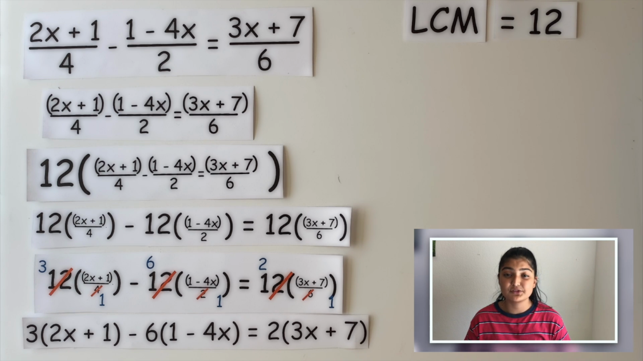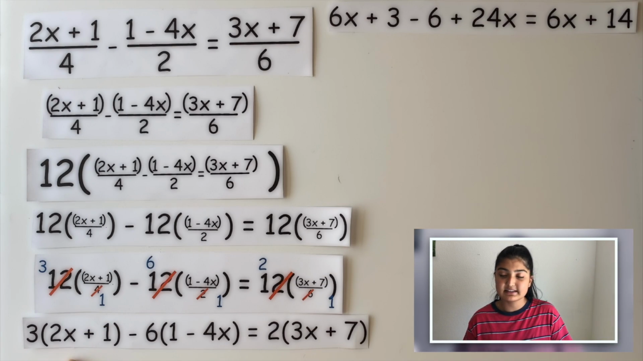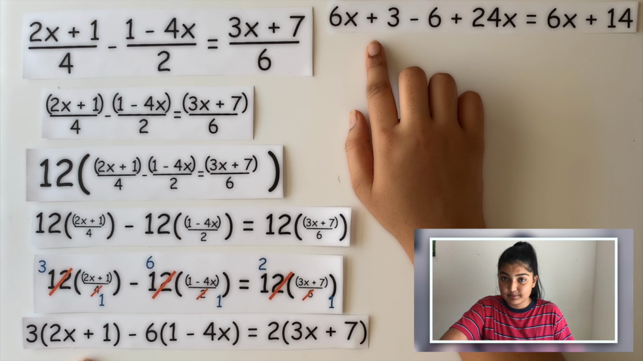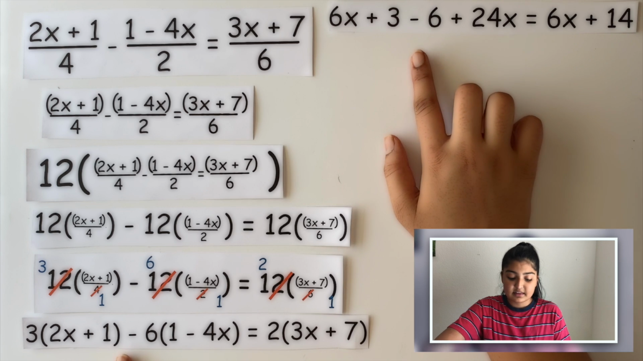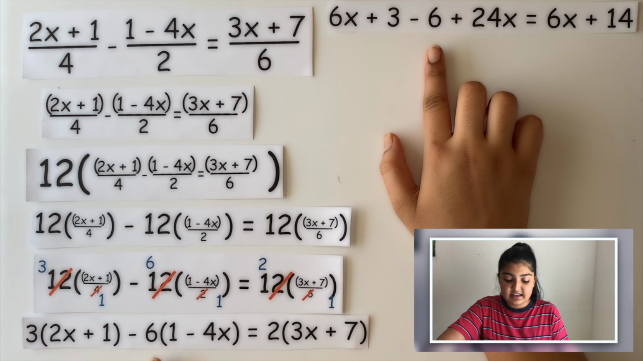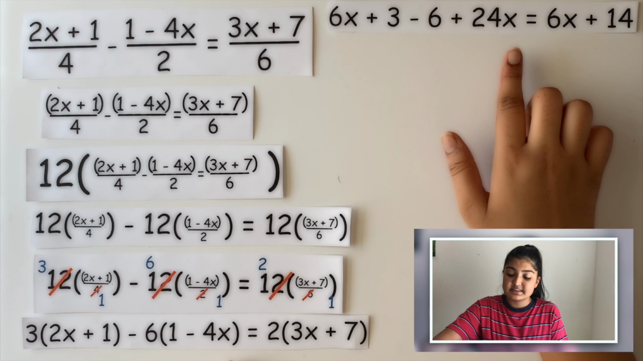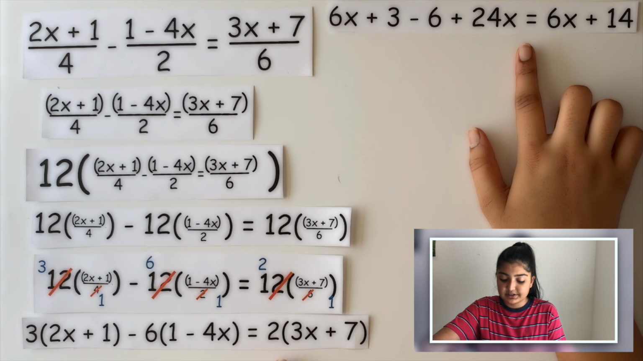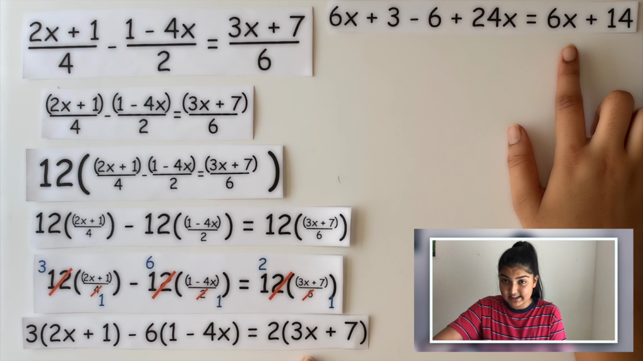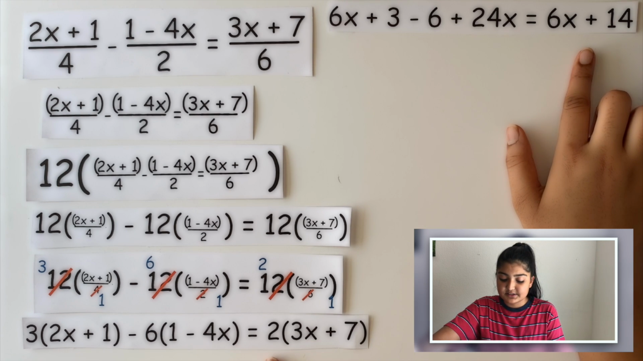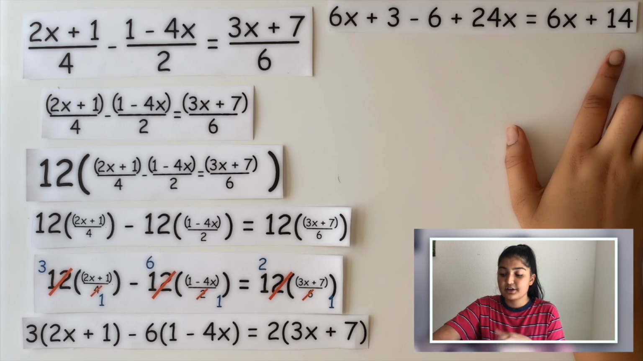Next, let's distribute everything inside the parentheses. 3 times 2x is 6x plus 3 times 1 is 3. Negative 6 times 1 is negative 6, and negative 6 times negative 4x is positive 24x. This is equal to 2 times 3x, which is 6x, plus 2 times 7, which is 14.